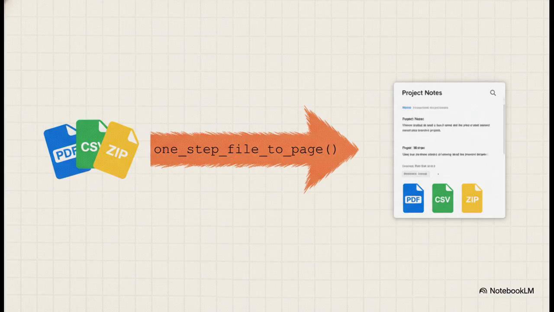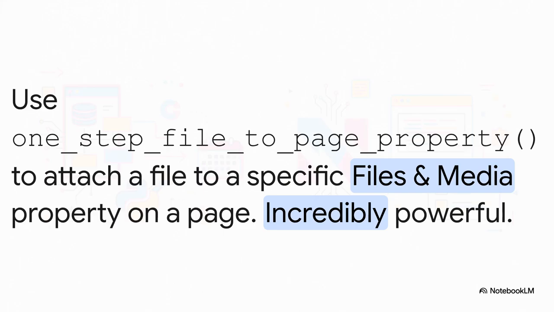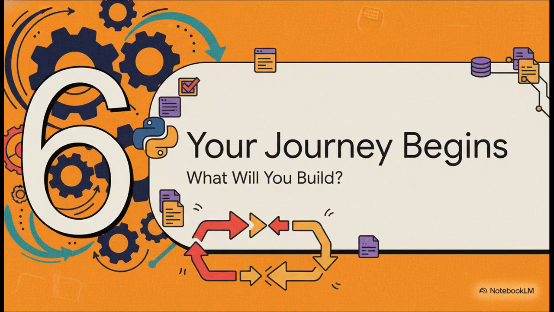No fuss. And here's where it gets really, really cool. You can even target a specific files and media property on your page. This is so powerful for structured data. Think about it. You could write a script that scrapes your email for receipts, and for each one, it finds the matching expense line in your Notion budget tracker and attaches the PDF of the receipt right to that line item automatically. You know, we've really only just scratched the surface here, but I think you can already see just how powerful this can be.